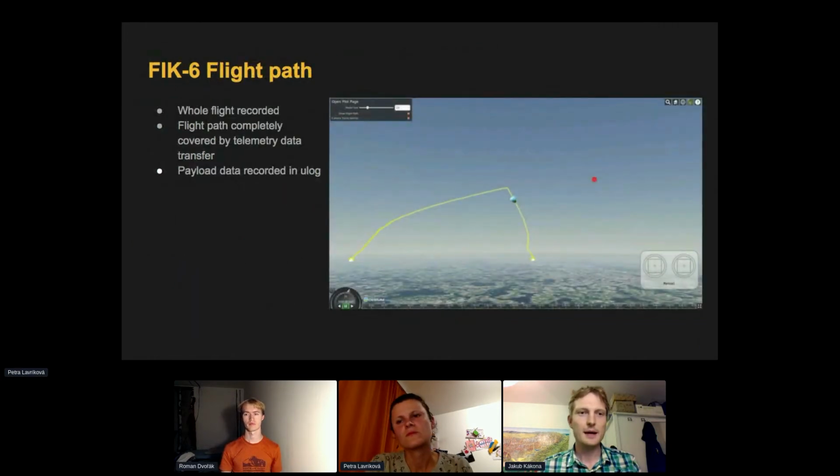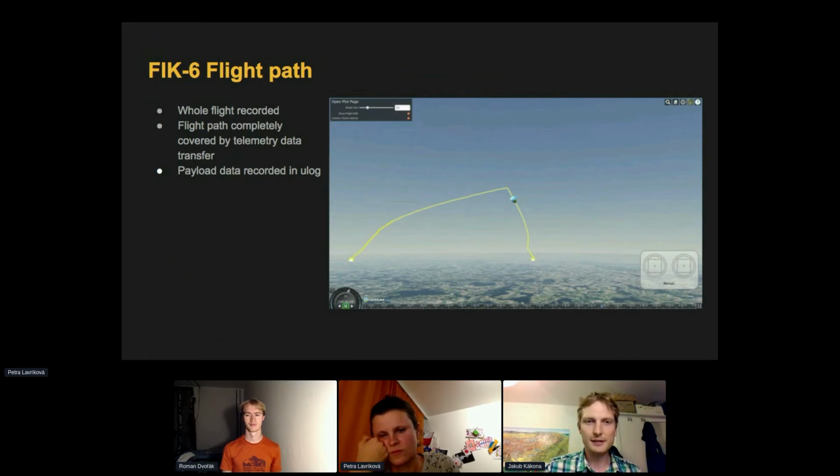Next slide. Yes, the flight. You can see a flight recorded by the autopilot. The flight was completely covered by the telemetry data transferred, and the payload data was recorded in the onboard PX4 ULog format. Therefore, it was a quite successful experiment. Thank you.